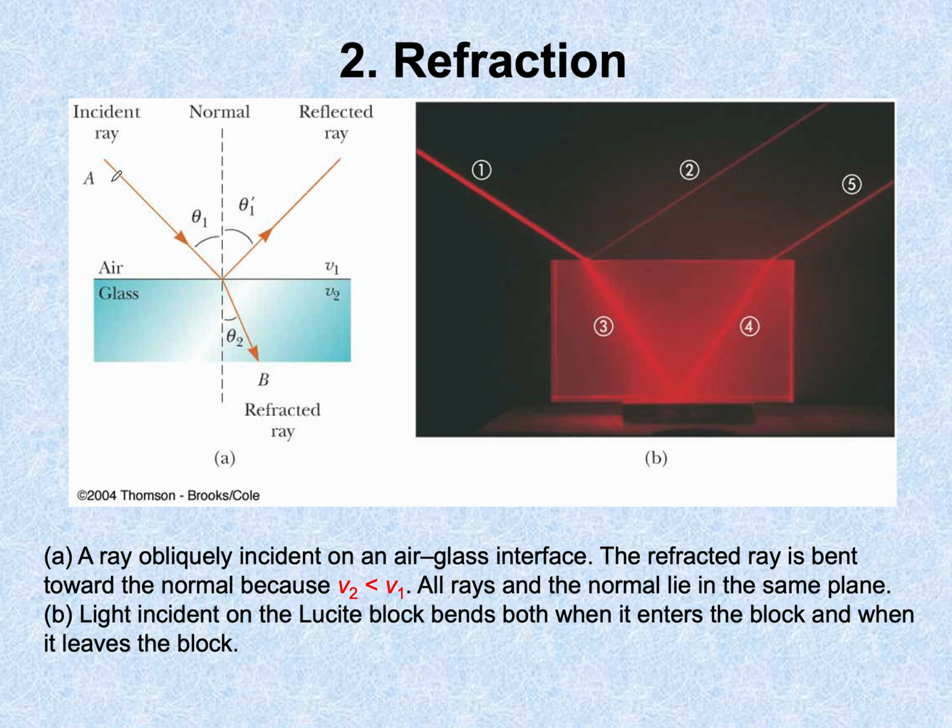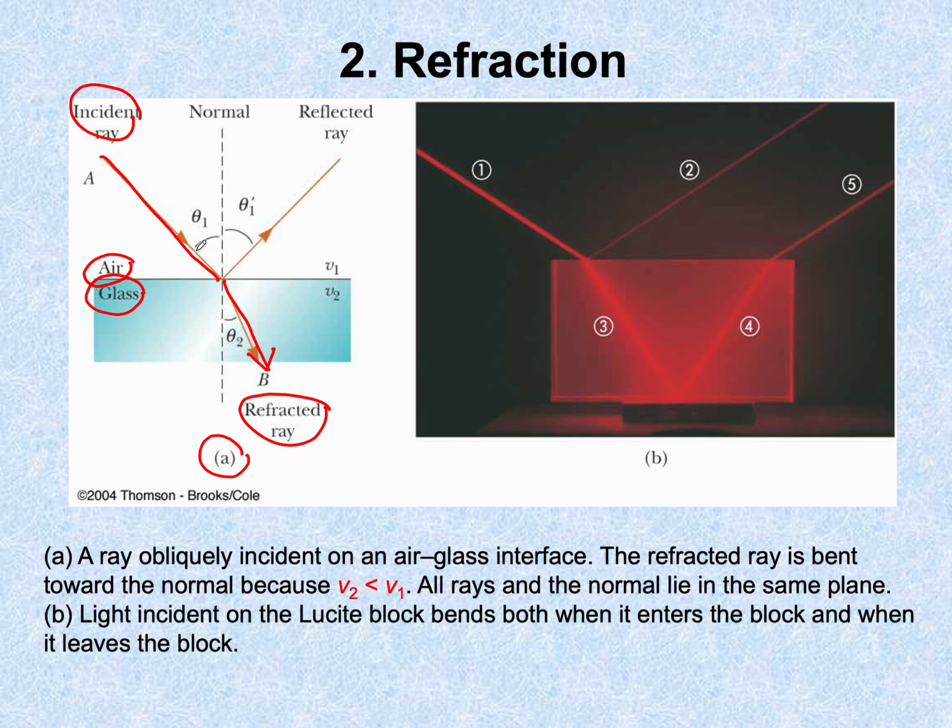If you look at diagram A, the incident ray passes from air towards a glass. So we know there are different media between air and glass. This can cause the ray to be refracted. So this is the refracted ray and this is the incident ray.